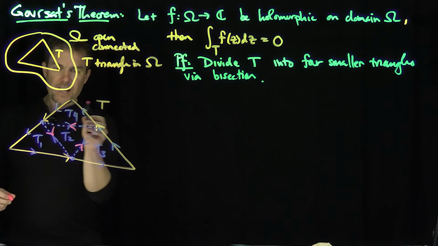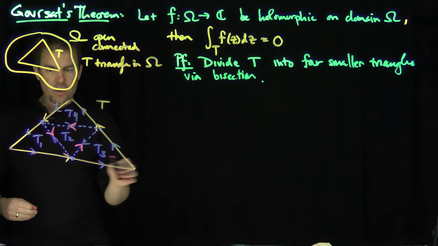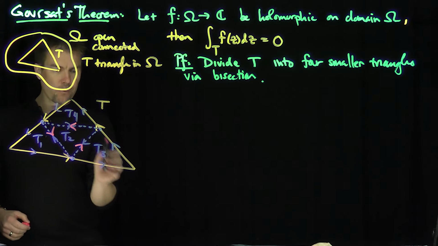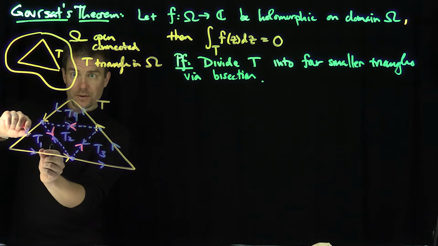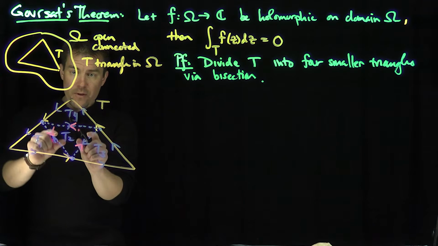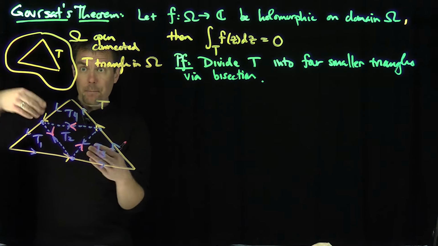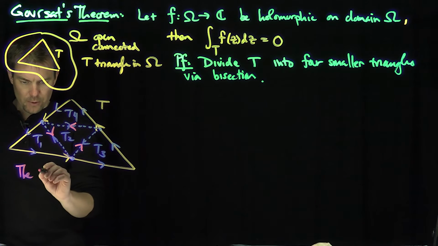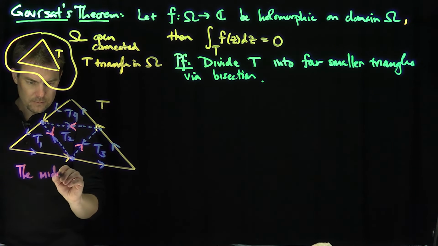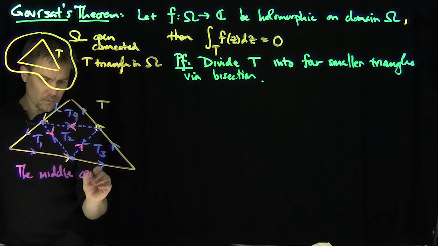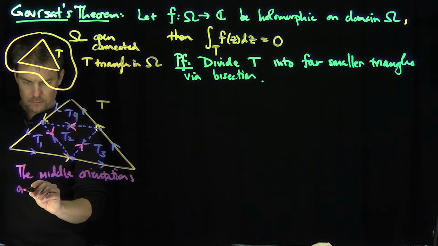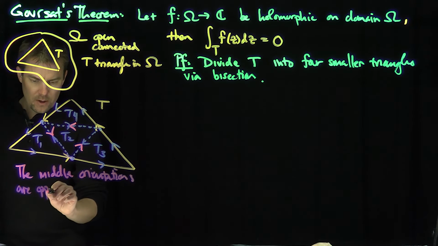In other words, if I want to integrate over this triangle T over here, I can integrate over T1, T2, T3, and T4, because T4, T3, and T1 contain parts of the orientation of the original triangle, and the orientation of T2 completely cancels out, right? So the T2 contribution, the middle orientations, are opposite, so they cancel.